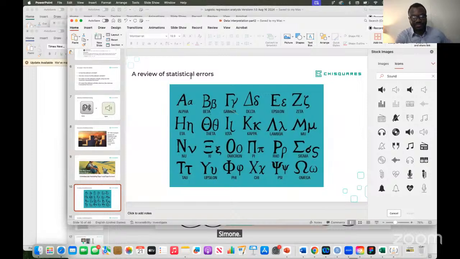Simone. Oh, your hand is lowered. Okay. Papula. Papula? Okay.